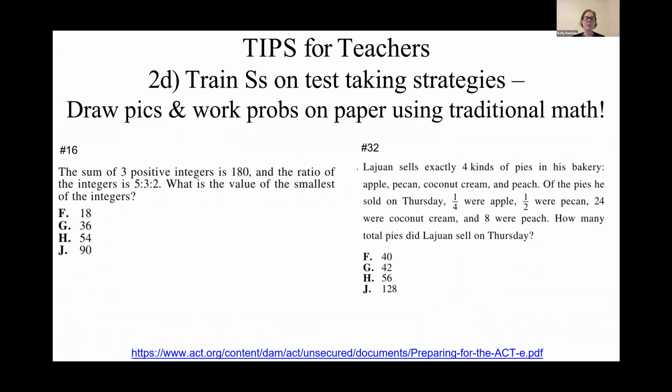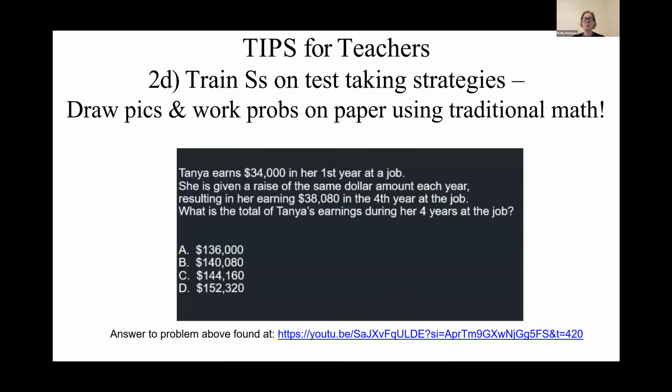More traditional math, problems with consecutive integers. What is an integer? You have ratios here. Number 32 is dealing with fractions. So these are traditional math problems, which I think could take a little bit more time to do. And of course, you'll probably see something like this. Again, more with just traditional type math problems, they have to work through them.